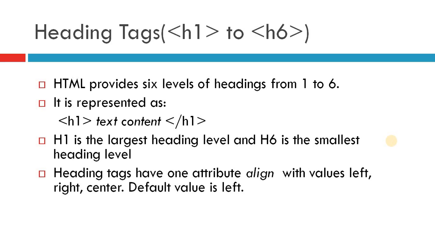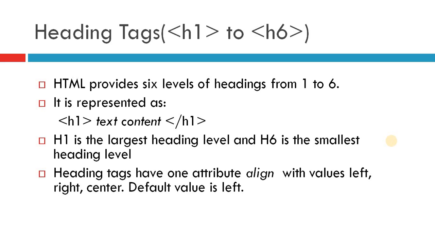Heading tags have one attribute, that is align. The values of the align attribute are left, right and center. The default value is left. Default value means if we do not use the attribute, then headings will be aligned on the left hand side of the page. Also, important over here is the spelling of center. The spelling of center is C-E-N-T-E-R. It is not C-E-N-T-R-E, which is a common confusion while writing the spelling of center.